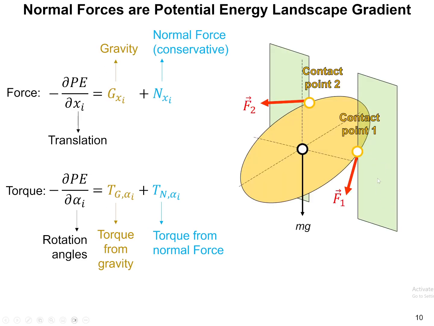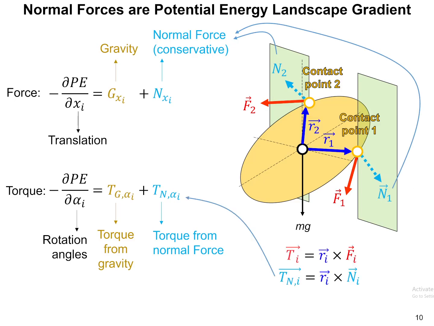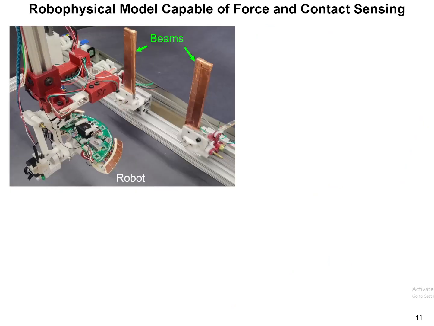When the robot physically interacts with the terrain, it can sense the contact force and contact position. From the contact force, the robot can estimate the normal force. The cross product of the force arm and the force will give torque, which can be used to calculate the landscape gradient. So this tells us that the robot can sense contact force, torque, and position to get the gradient and further reconstruct the landscape.